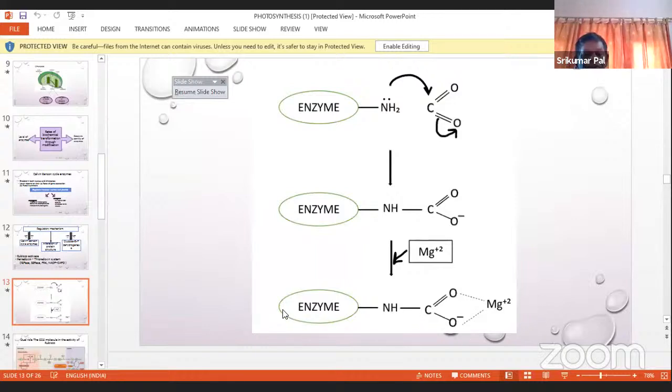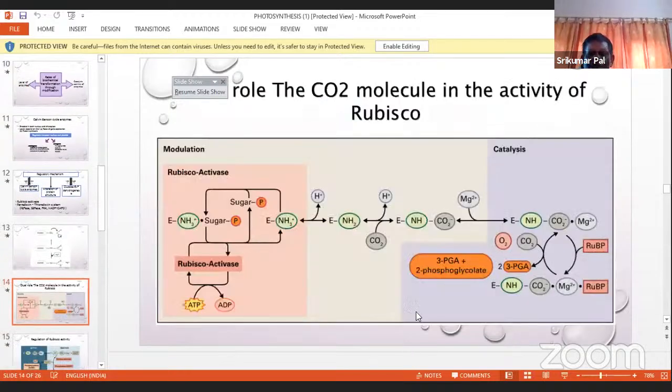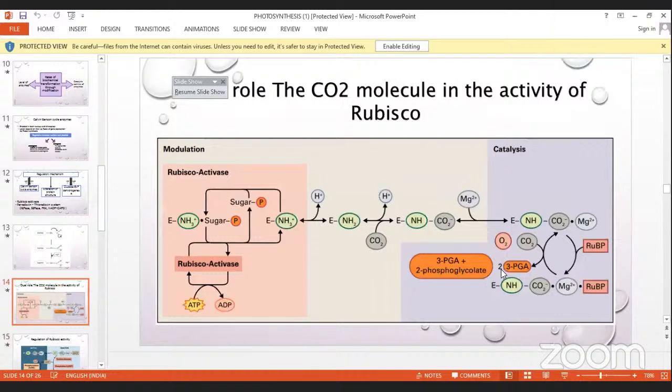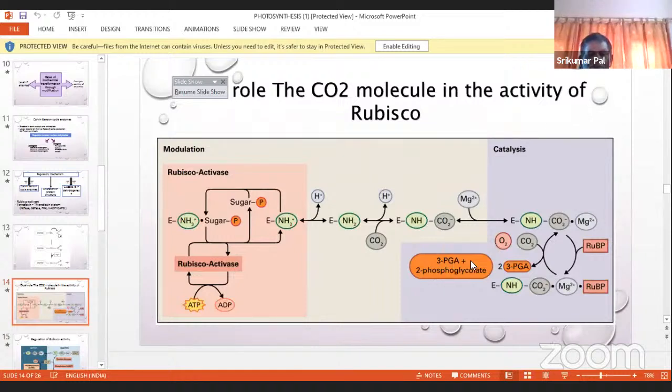This is part of the enzyme, this carbon dioxide is another component, and this is the magnesium. So this is the ternary complex. This is the catalytically active enzyme. This ternary complex binds the RuBP. Here it is not shown, but here this RuBP is bound. So this is the complex. Then carbon dioxide reacts with this RuBP to give two molecules of 3-phosphoglycerate, and when it reacts with oxygen, it gives 3-phosphoglycerate and 2-phosphoglycolate.